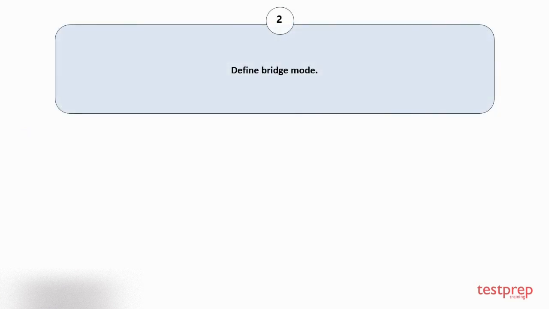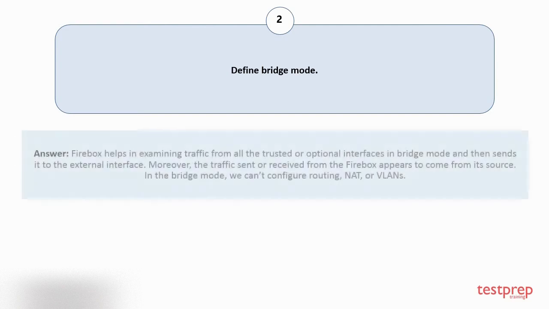Question number 2, define bridge mode. Your answer is Firebox helps in examining traffic from all the trusted or optional interfaces in bridge mode and then sends it to the external interface. Moreover, the traffic sent or received from the Firebox appears to come from its source. In the bridge mode, we can't configure routing, NAT, or VLANs.